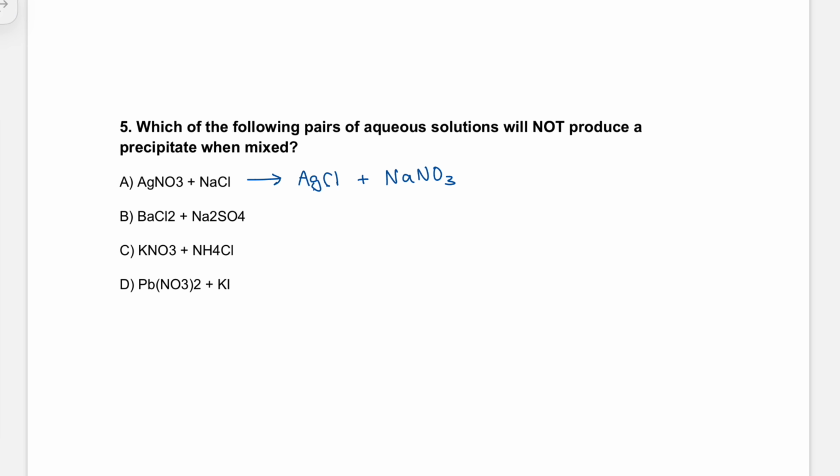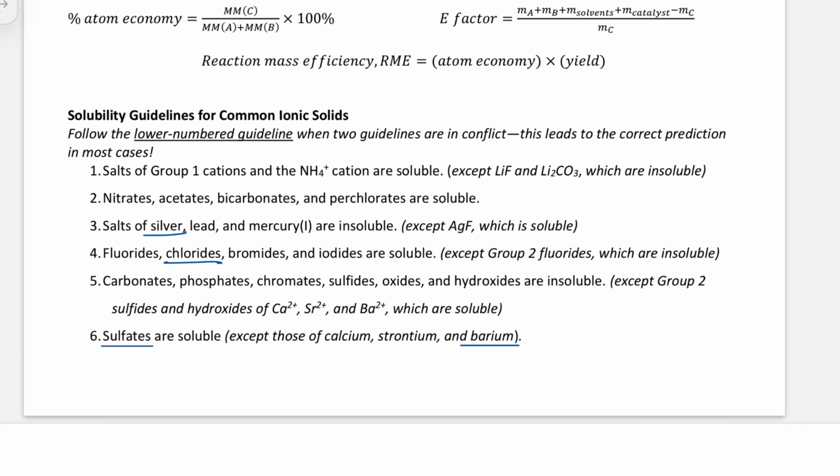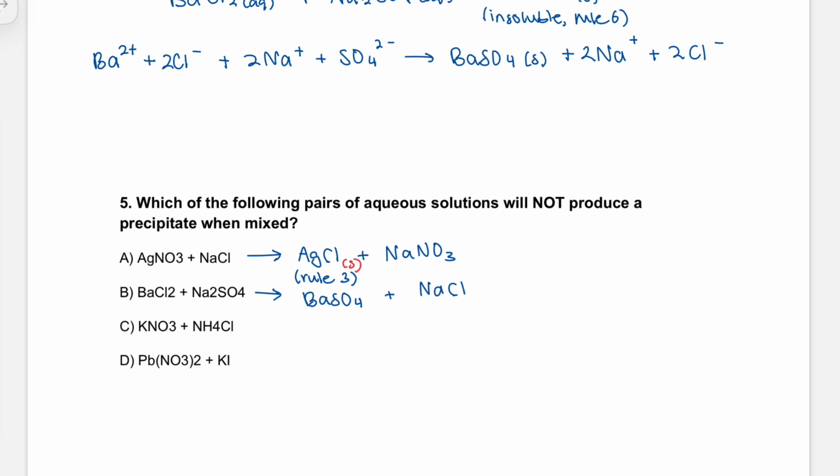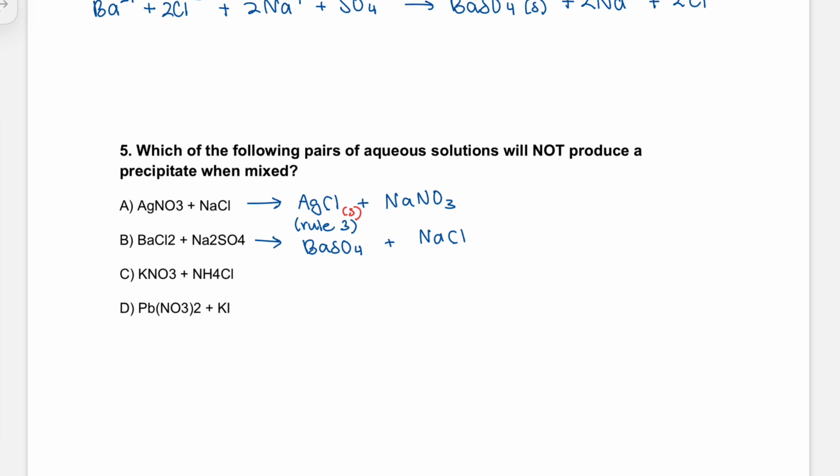So let's see. AgCl, rule 3 says that salts of silver are insoluble. So AgCl is insoluble, so it will be a solid and form a precipitate. Let's look at the next one. Do the double displacement again, and we'll get barium sulfate plus NaCl. And we actually had this just above, and we saw that it was rule 6 that made it insoluble.